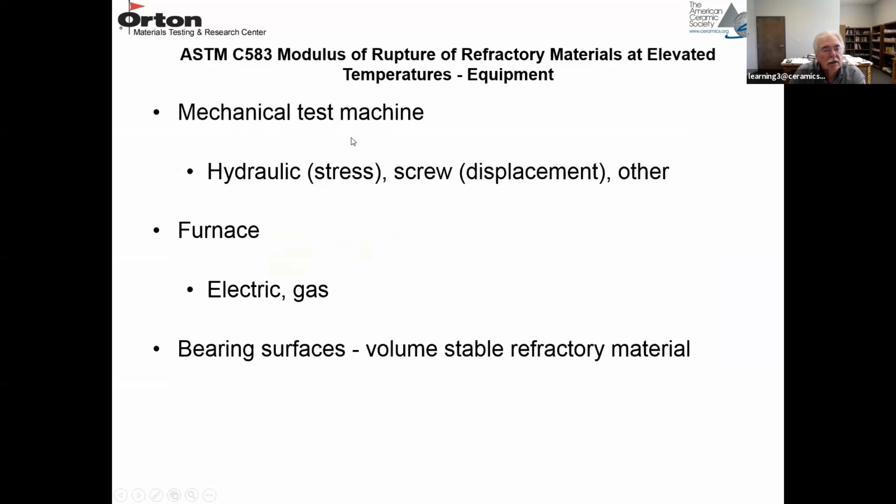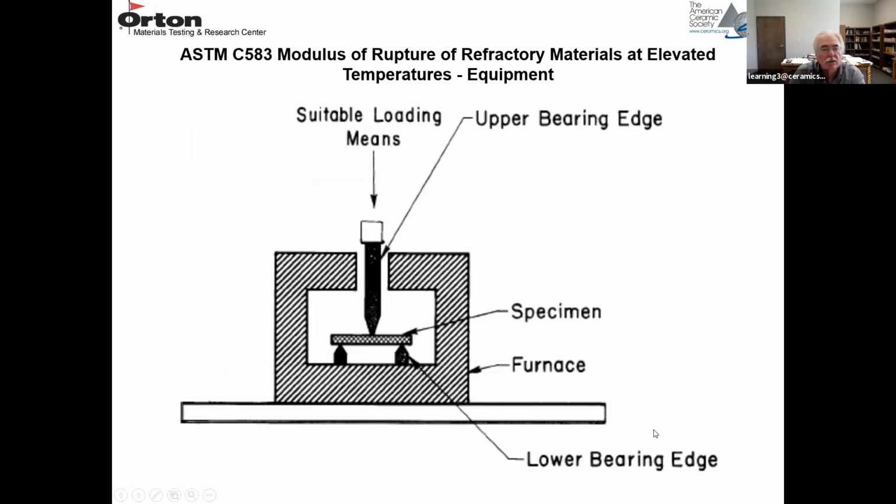The mechanical test machine can be hydraulic. It can be a screw-driven machine for displacement testing. And it can be other. There's a lot of other versions of machines using lever arms and different ways of loading it. But the best ways are to use a mechanical test machine, whether it's hydraulic or screw-driven. The furnaces for these machines are usually electric, but sometimes they're gas. And the bearing surfaces that apply the load to the sample have to be another refractory material that's volume stable and doesn't react with the samples.